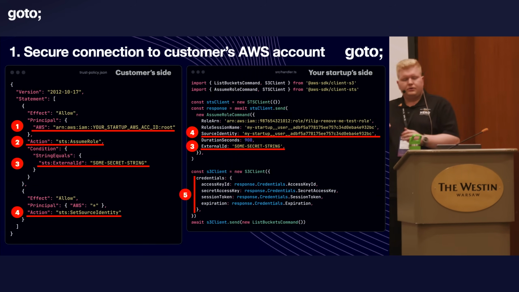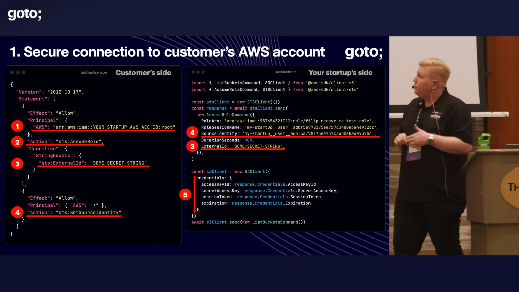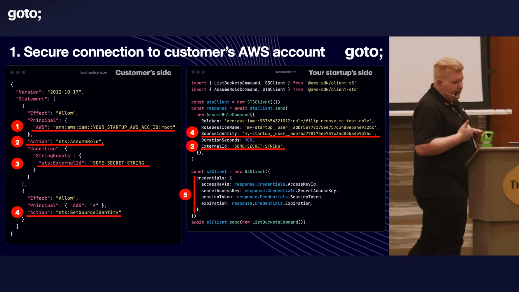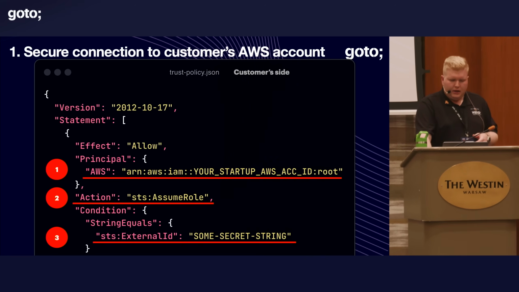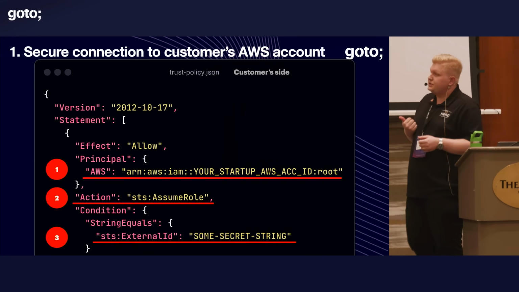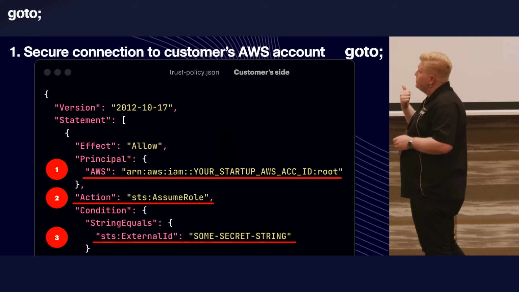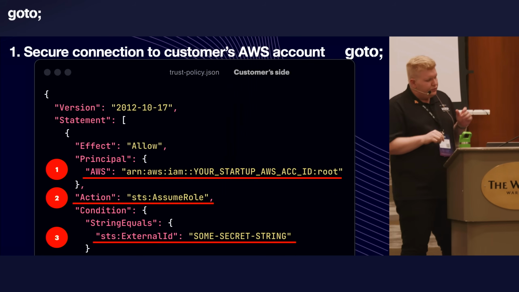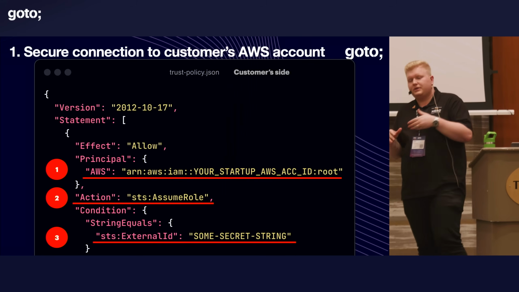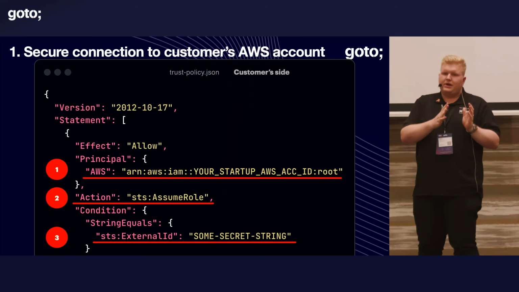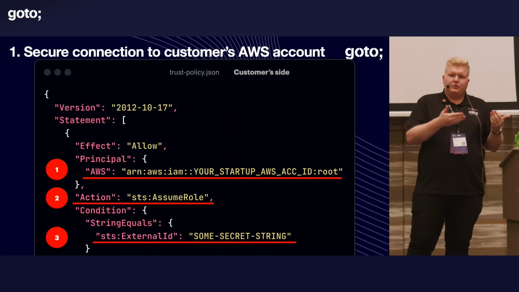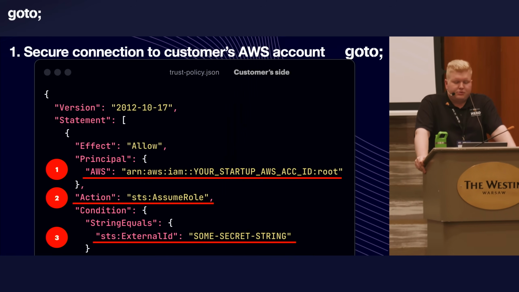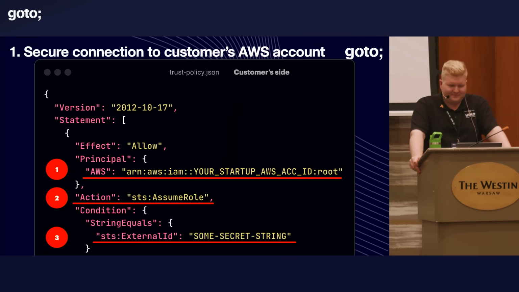So, secure connection to customer's account, how it works. First of all, in the customer's account, they need to define the trust policy of the role. If I zoom in, they need to set the principal, which is supposed to be your AWS account as a startup. You put it there. And then you want to define an external ID condition, which is something like a shared secret, a password. So if somebody hacks your account, they will not be able to assume the role of your customers, because probably they will not hack the database, hopefully.